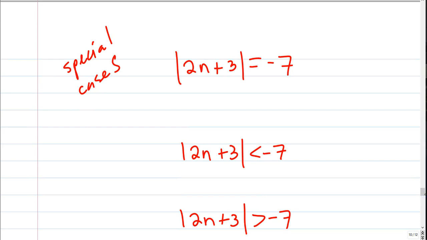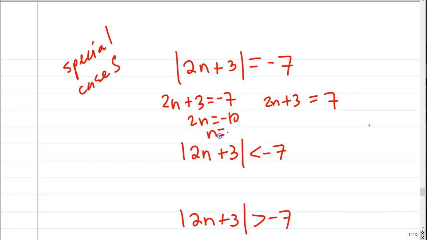Here are some special cases. See here, if I solve it algebraically, 2n plus 3 equals negative 7. 2n plus 3 is equal to opposite, negative 7, or positive 7. When I solve this, 2n is equal to negative 10, divide so that n is equal to negative 5. Here I subtract so that 2n is equal to 4, divide so that n is equal to 2.